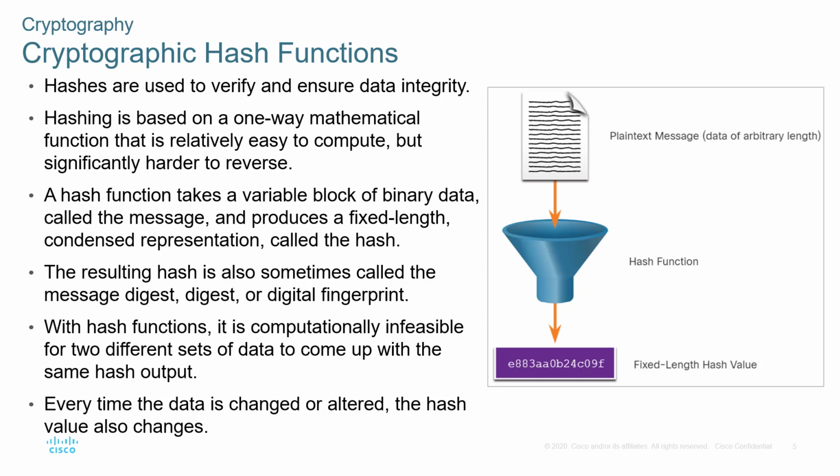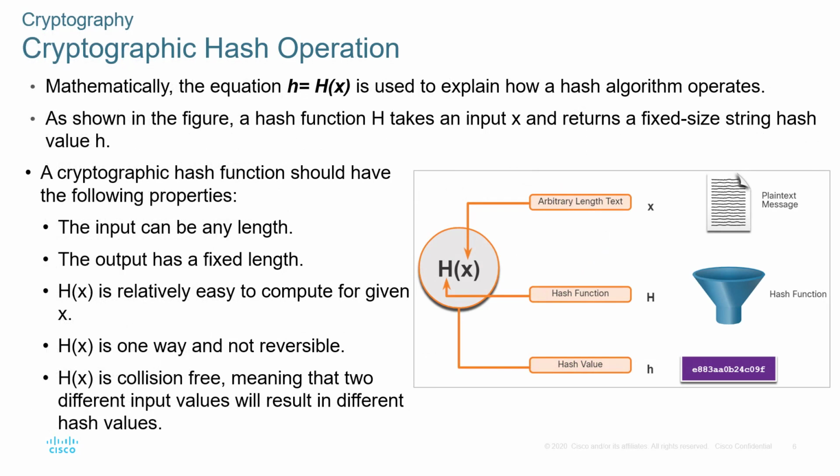With hash functions, it is computationally infeasible that two different messages ever calculate to the same hash value. Every time the data is changed or altered, the hash value will also be altered. So what's the formula? If we're looking at a hashing function and there's an algorithm, mathematically the equation is little h equals big H of x, and this is used to explain how it operates. x is the message, big H is the hash function algorithm, and little h is the hash value.